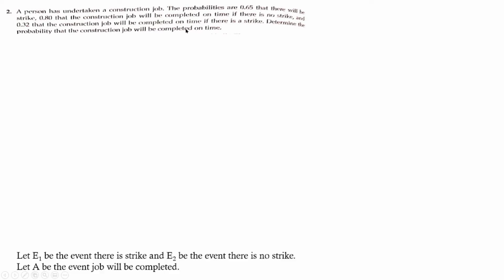So let us take, let E1 be the event there is a strike and E2 be the event there is no strike. And let A be the event the job will be completed. So probability of E1, the event there is a strike, is 0.65. And probability of E2, there is no strike, will be 1 minus probability of E1. So it is 1 minus 0.65, which is 0.35.